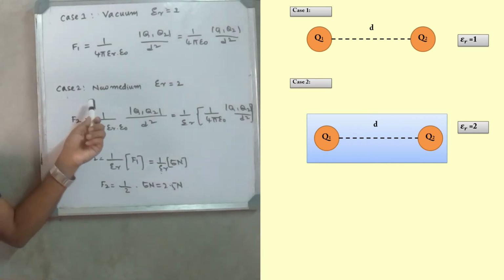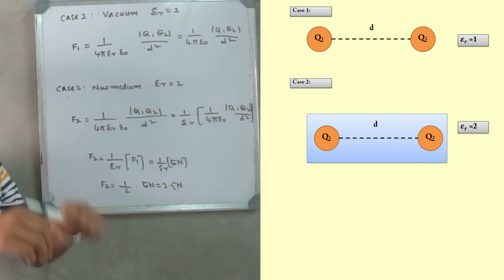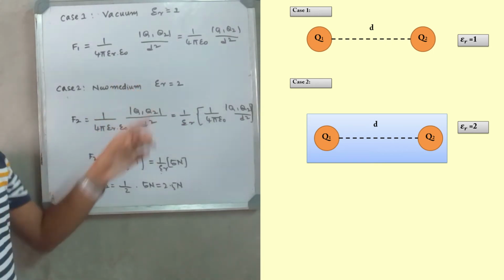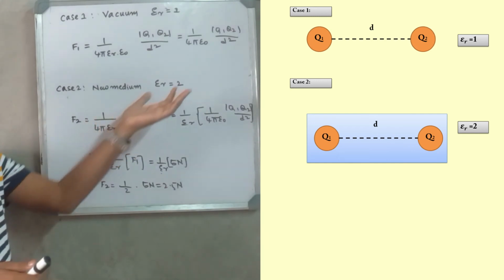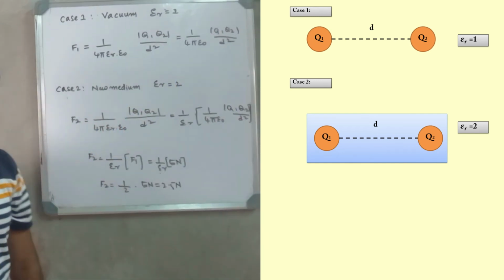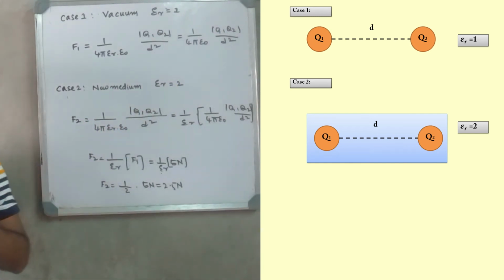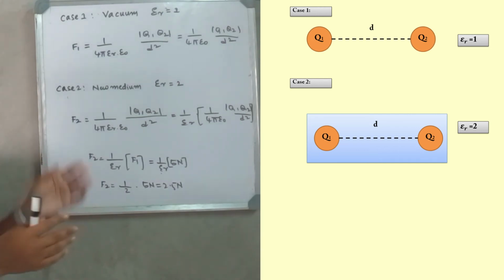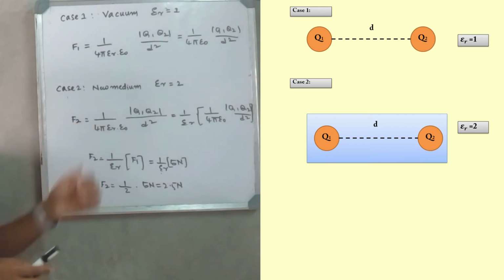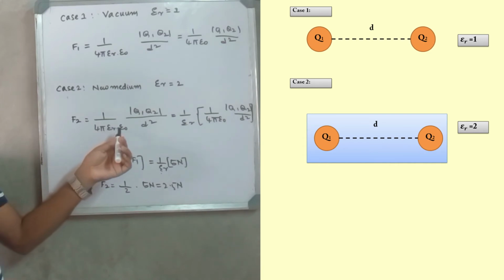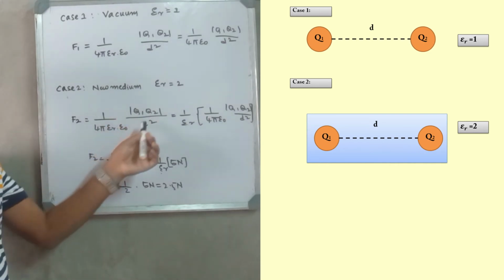In case 2, which is the new medium, when the charges are placed in the new medium and the dielectric constant of that medium is given, we have epsilon r is equal to 2 for that medium. Now writing the expression for force between these two charges in that medium, we will have F2 is equal to 1 by 4 pi epsilon r into epsilon naught mod of q1 q2 divided by d square.